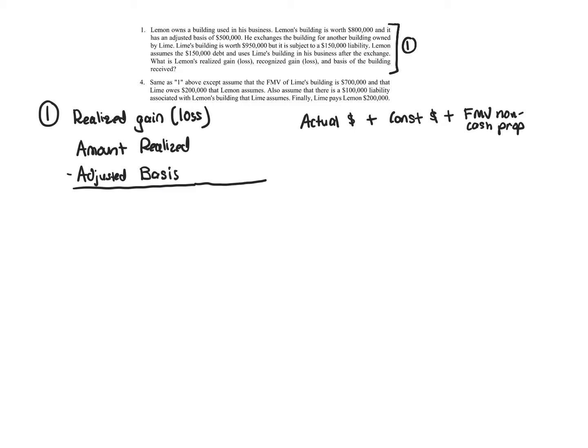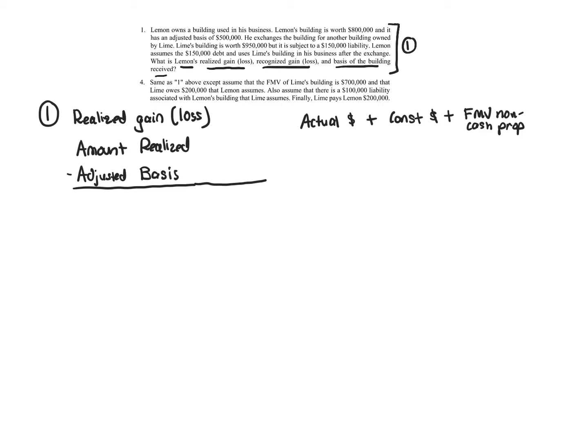Okay? Remember in problem 1, Lemon and Lime, they traded buildings, and then Lemon also took on a liability. Lemon is still taking on a liability in problem 4, but now the liability has gone up from $150,000 in problem 1 to $200,000 in problem 4. Also, assume that there's $100,000 of liability associated with Lemon's building that Lime assumes. Finally, Lime pays Lemon $200,000 of cash. Okay, so again, just like in problem 1, we're focusing on Lemon. We're calculating the realized gain or loss, the recognized gain or loss, and the basis of the building received. Those items.